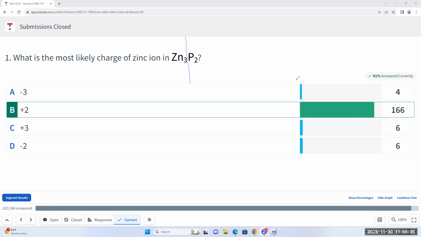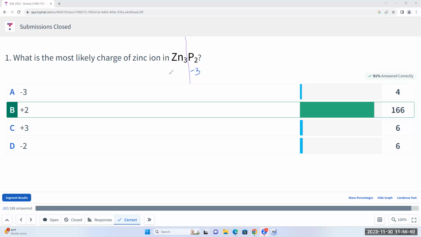All right, so we know the phosphorus has a charge of -3. Why? It is in the 5th group. For it to become a noble gas, it is easy to gain 3 electrons. If it gains 3 electrons, it's going to form -3.